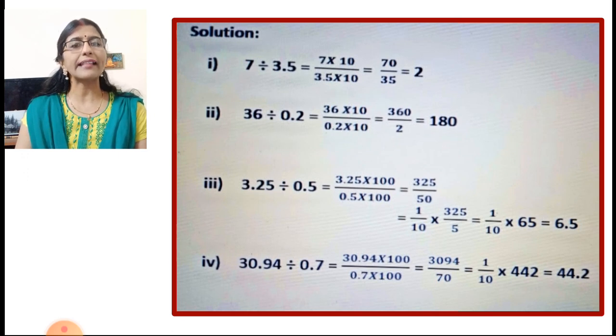Now the next one also is like that. Both the dividend as well as the divisor have a decimal point. So 30.94 divided by 0.7. Same way we are going to remove the decimal point. So we will see here 30.94 has 2 decimal places. So we will multiply both numerator and denominator by 100. So here you can see it will become 3094. So it will be easier for you to divide.